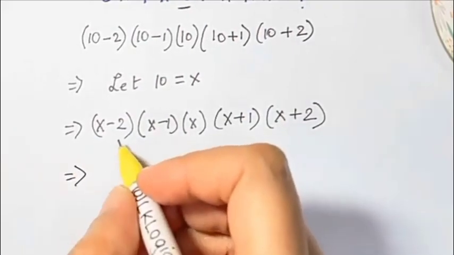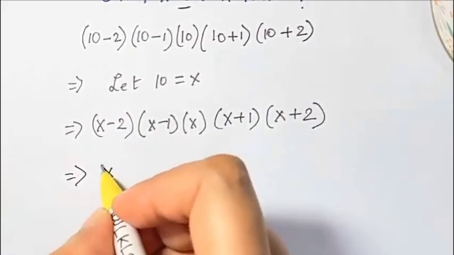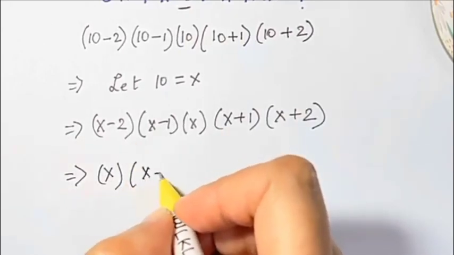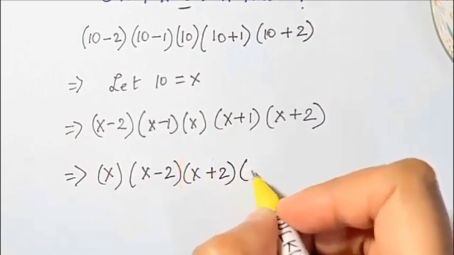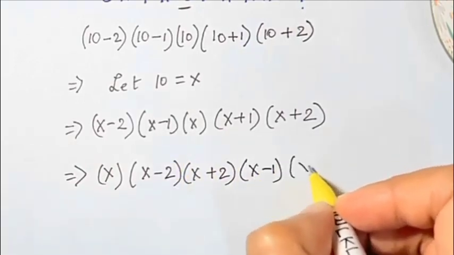Now just rearrange the terms. X, I'm going to keep it here. Then I have x minus 2 and x plus 2. Then I have x minus 1 and then x plus 1.